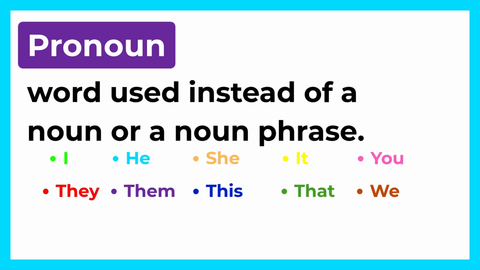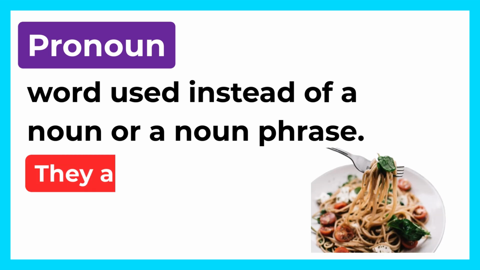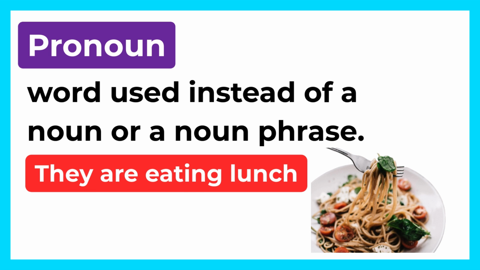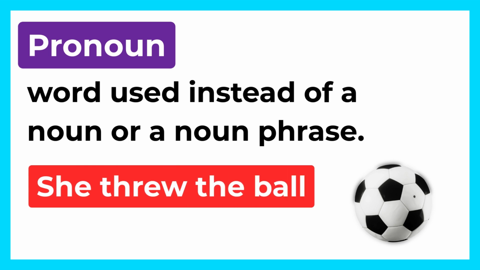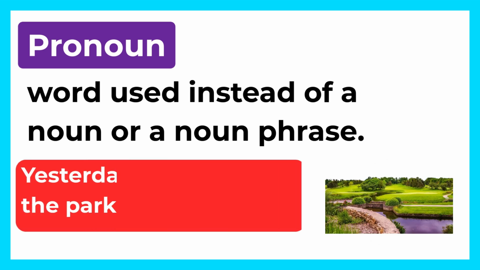Some examples of pronouns are I, he, she, it, you, them, they, this, that, and we. Let's look at some more examples. They are eating lunch. The pronoun in this sentence is they. She threw the ball. The pronoun in this sentence is she.